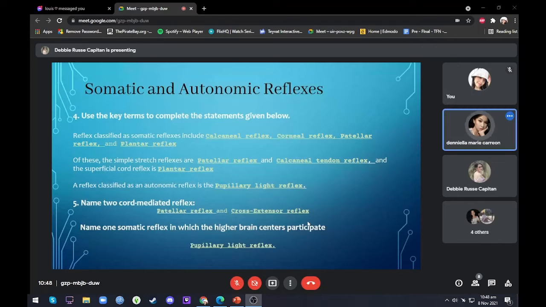Number five, name two cord mediated reflexes: patellar reflex and cross extensor reflex. So name one autonomic reflex in which the higher brain centers participate.